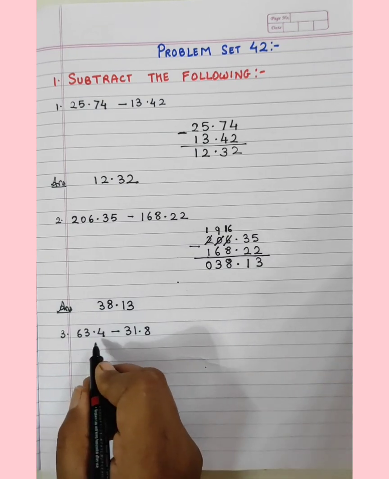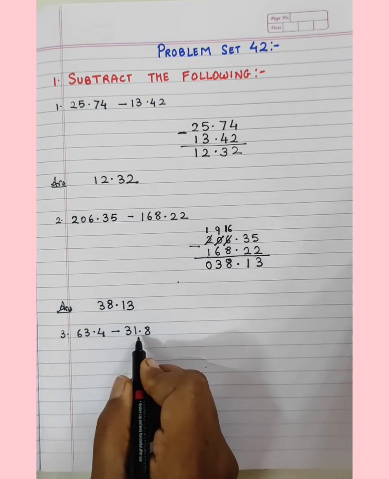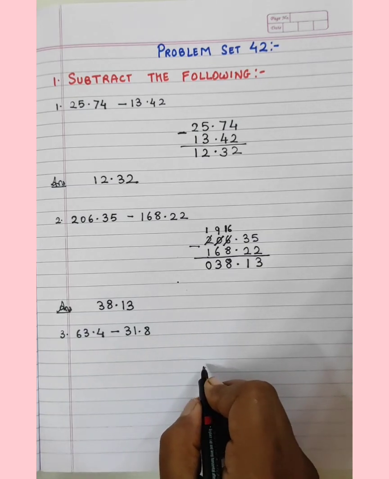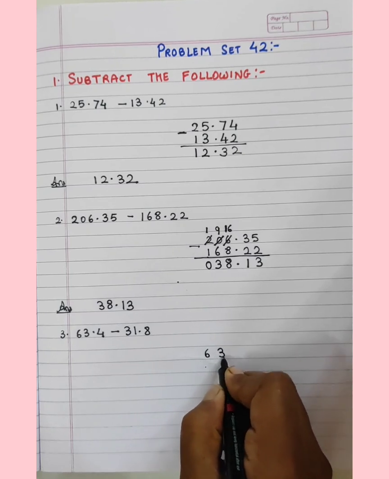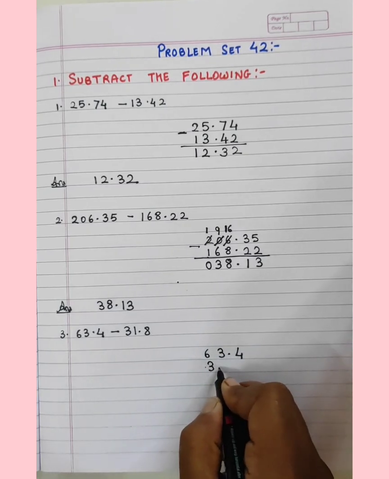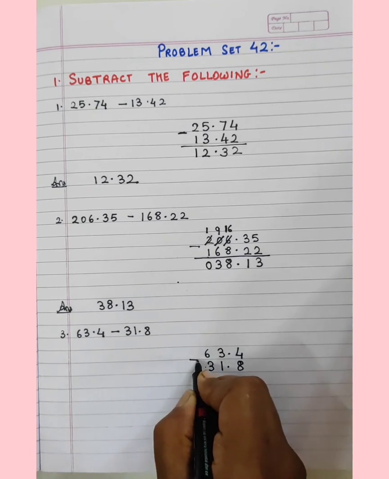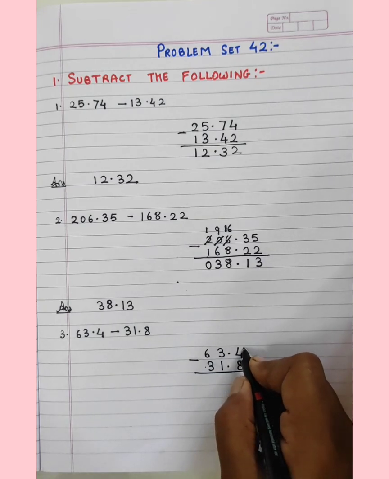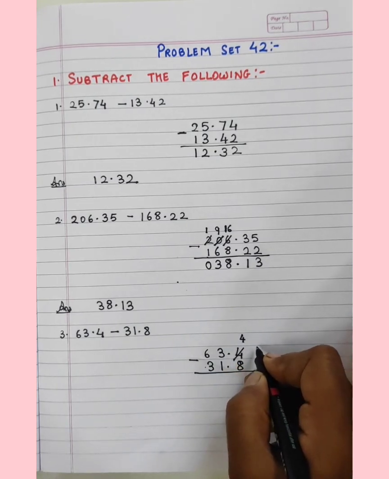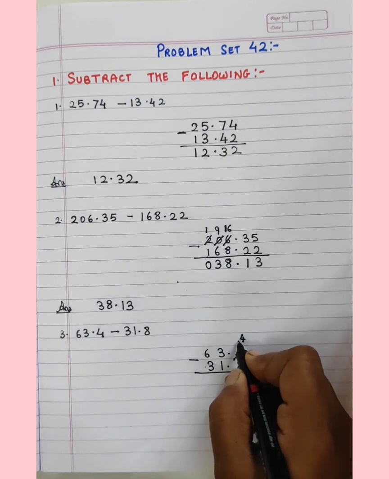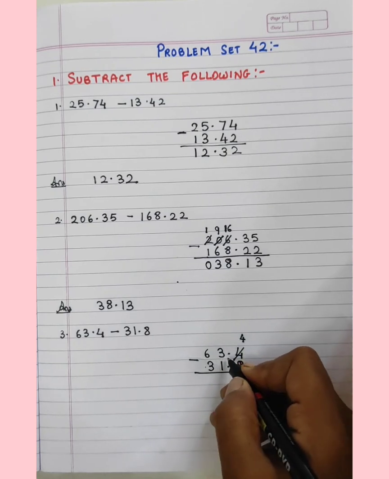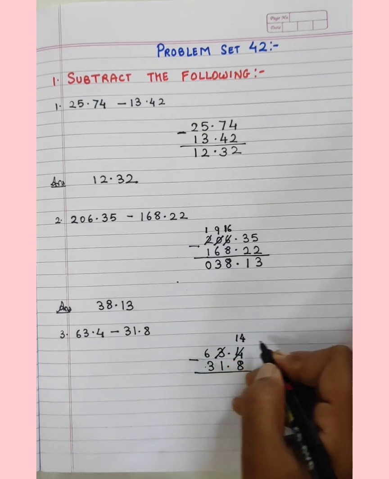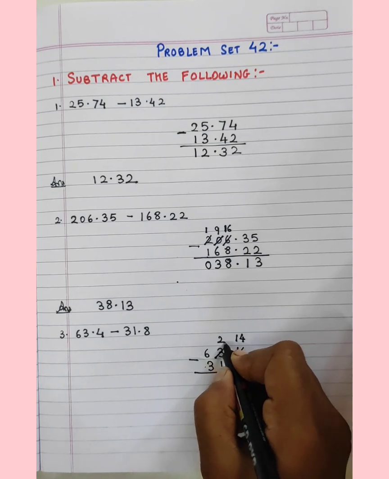Next, third sum. It is 63.4 minus 31.8. Okay. Now we will subtract 63.4 minus 31.8. Put subtraction sign. Now I cannot subtract 8 from 4. So I will cut this 4. I will write here 14 up. Now I will borrow one from the number which is before 4. That is 3. I will cut 3 and I will borrow 1 from 3. So here I will get 2.